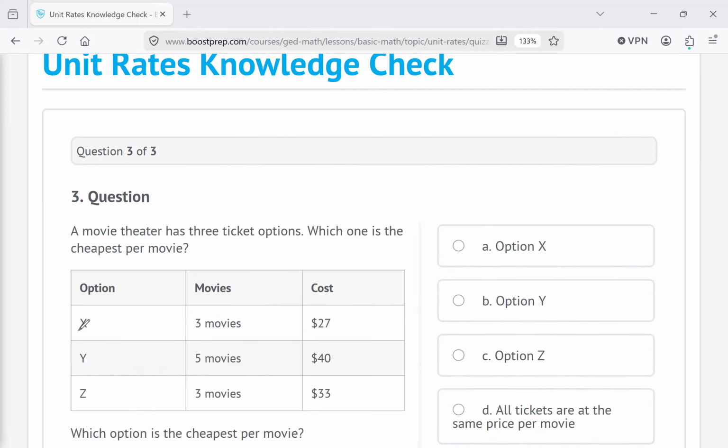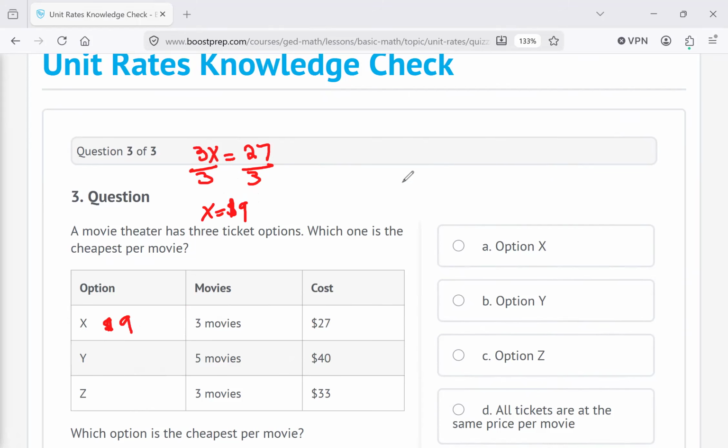So let's look at option X. They're saying that 3 movies of option X cost exactly $27. So that is the same thing as 3x equals 27, right? And then let's find x because we want to know how much one individual price of X costs. You're going to divide both sides by 3, and you get 27 over 3 is 9. So option X costs $9.